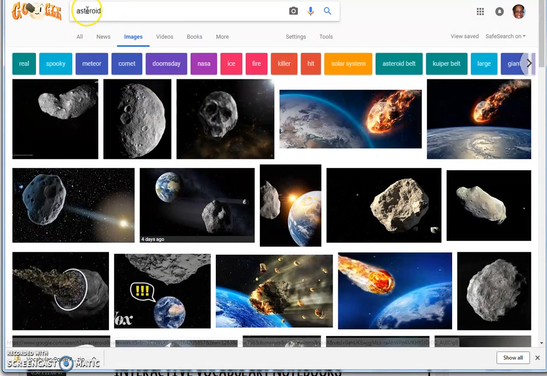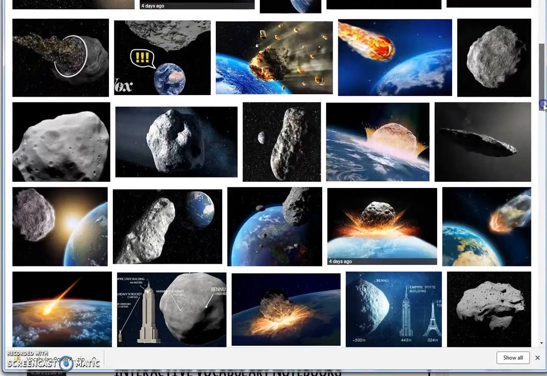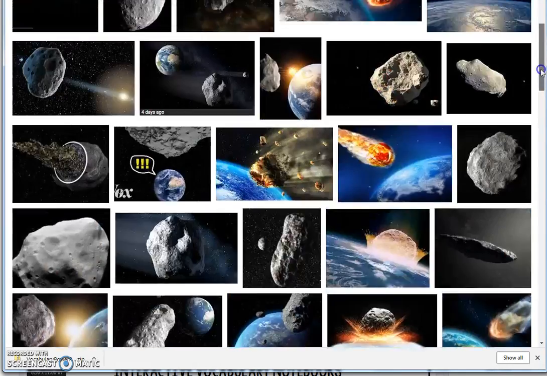And so I just did a Google search for asteroid, and I saw all of these images that show different asteroids. So you are welcome to check out some asteroids if you want to.